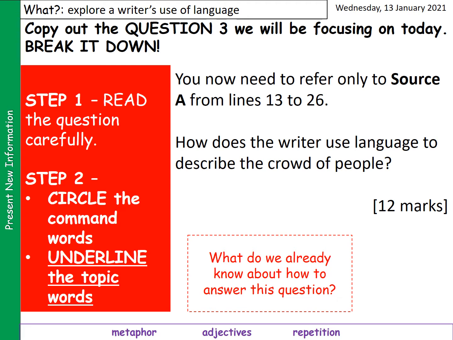So this question is worth 12 marks. It's not a lot of marks, but you need to make sure that you're talking about the right thing. So if it asks you to describe the crowd of people, you don't want to start writing about how the elephant is treated or how the elephant acts or something outside of lines 13 to 26. So it's really important that you pay attention to what the question's asking you. So pause the video, give yourself a chance to write that down.